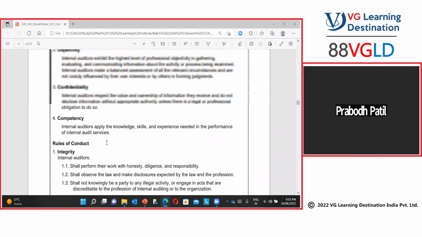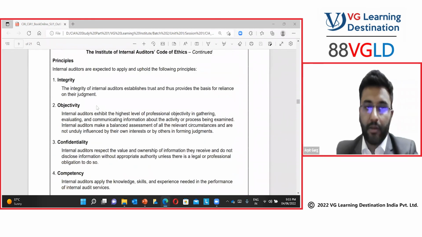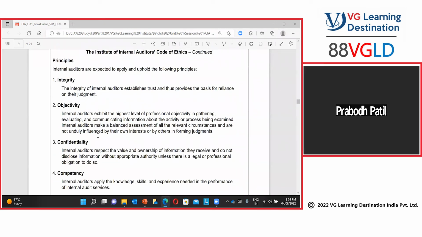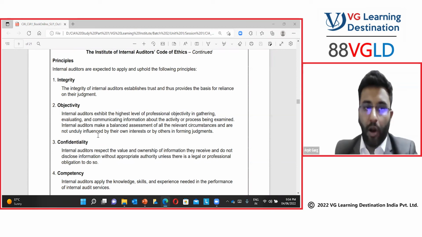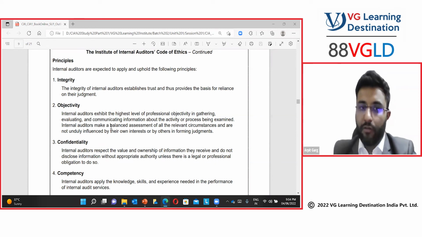Sure. You're saying here principles? Yeah. So now these principles are integrity, objectivity, confidentiality, and competency. So are these principles in a necessary order, or does one principle have higher relevance than the other? No. All of them are equally important. All of them are equally important, and you can say these are components of the code of ethics. You can say these are elements of the code of ethics, or these are individual codes of ethics as well.